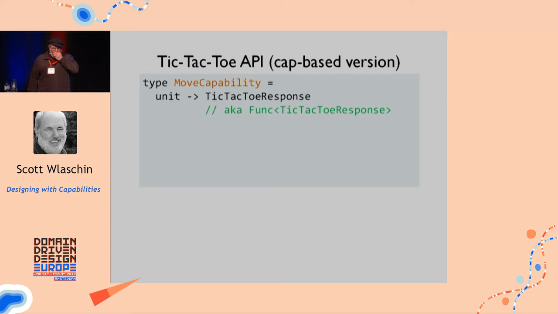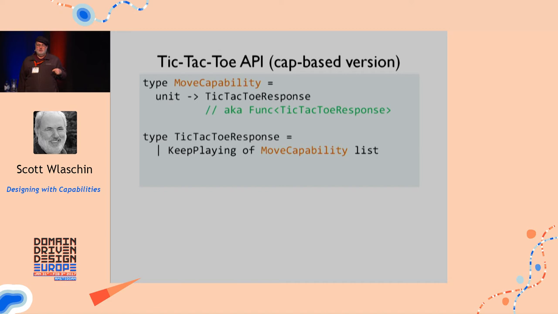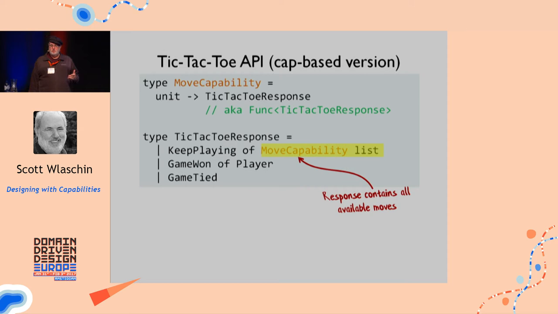And when the response is keep playing, the response now includes the list of the next moves that you can make. So it's not just "you can keep playing." It's "you can keep playing, and here's exactly the moves you can make." So that's kind of nice. The response includes the moves. And again, to start the game, you just get the initial set of moves.